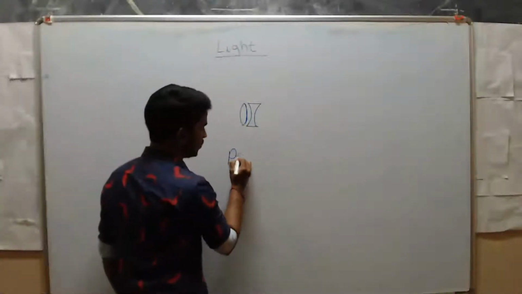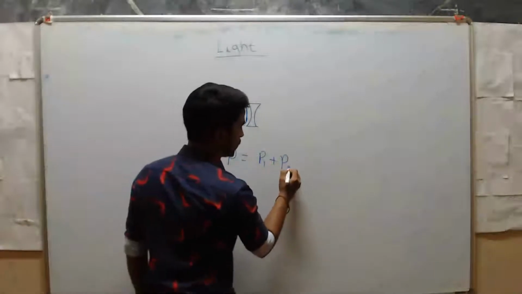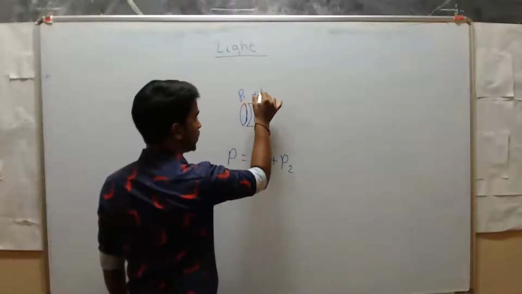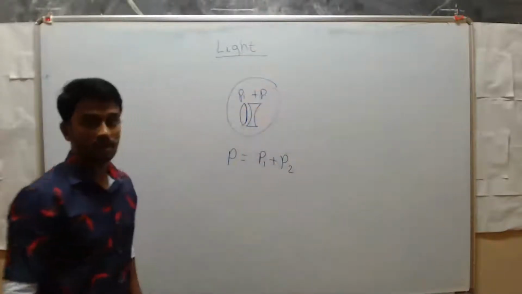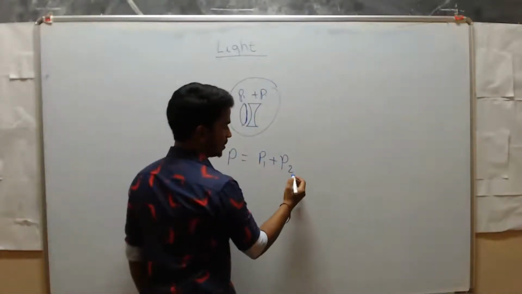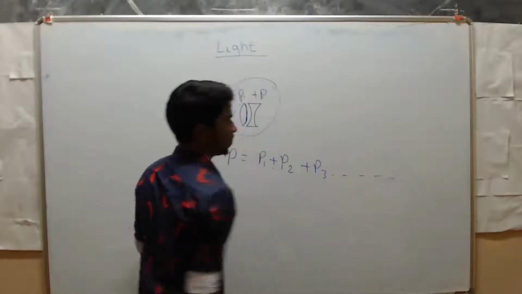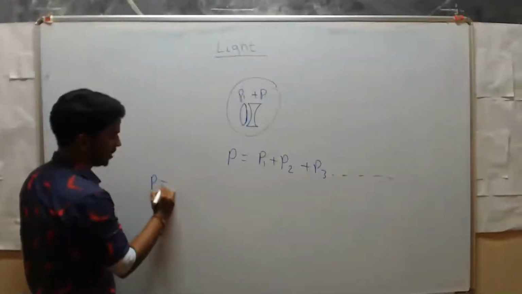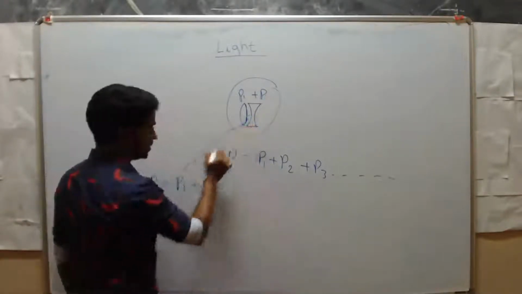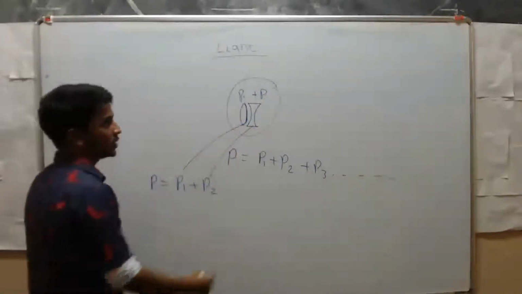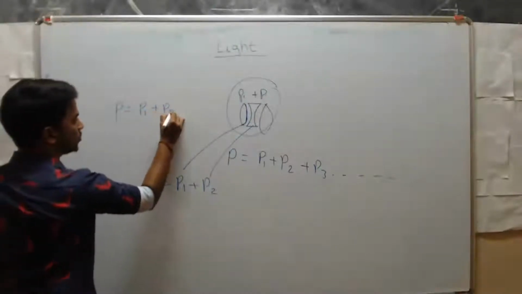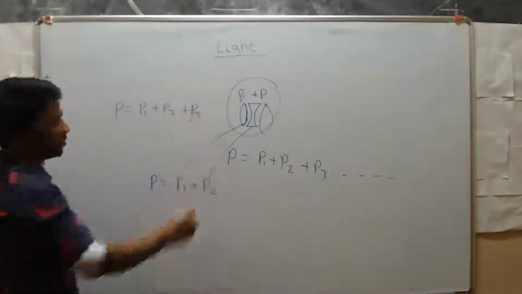For example, P is equal to P1 plus P2. Here I am using two lenses. When you add the power of this lens plus the power of this lens, you will get the total power of the combination of these two lenses. For that we have the formula P equal to P1 plus P2 plus P3 and so on. If you use two lenses, we write P equal to P1 plus P2. Suppose you have three lenses, then P is equal to P1 plus P2 plus P3.